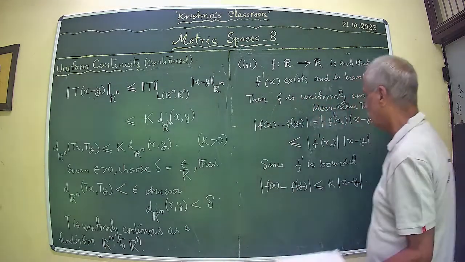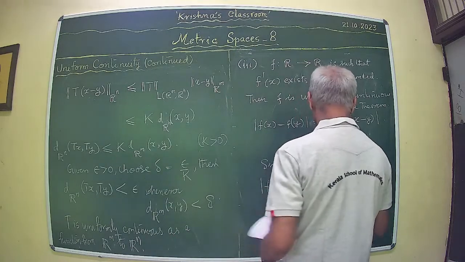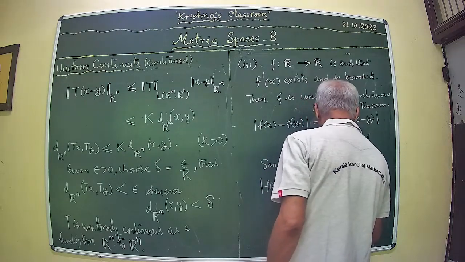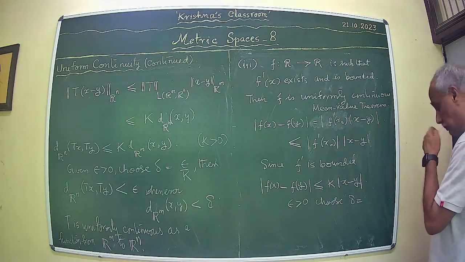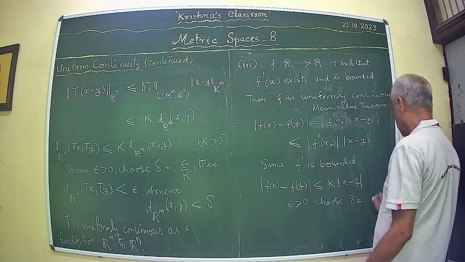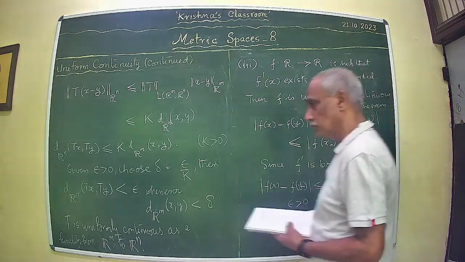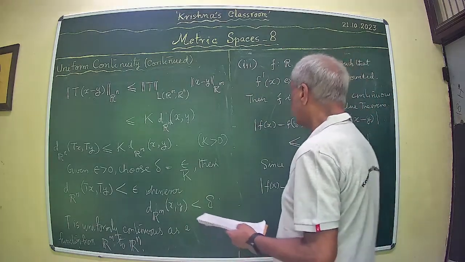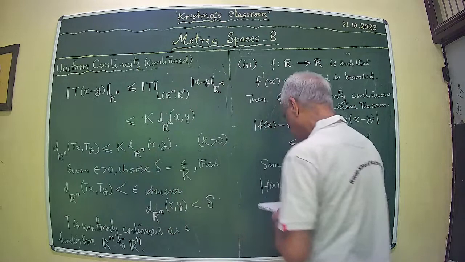Now it is quite easy to show that. So for a given epsilon positive, choose delta to be equal to epsilon by the bound, then you have uniform continuity. Such an f is uniformly continuous.